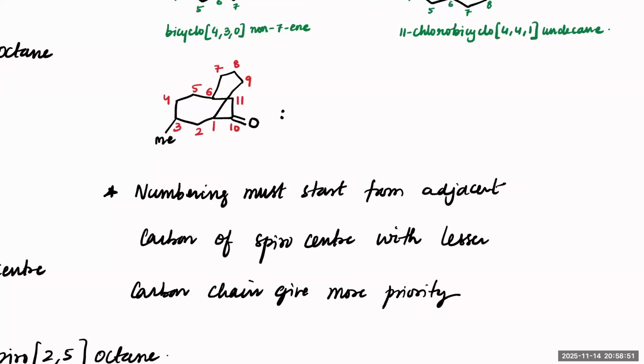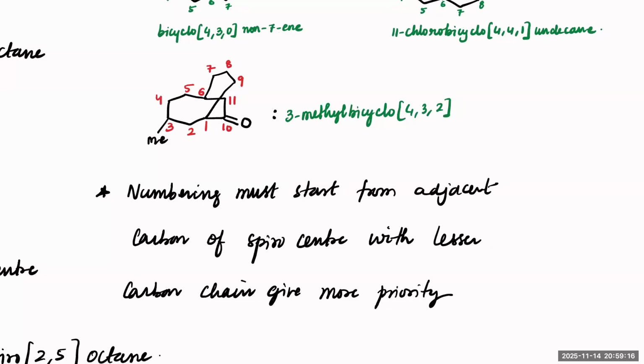So now notice. So what is the substituent? We have 3-methyl. Then I have bicyclo. I would have highest number is 4. The next highest number is 3. Next highest number is 2. So 4, 3, 2. And then total number of carbons are 11. So undecane. And what is the one here? Because it is ketone, 10-one. So that is the name.